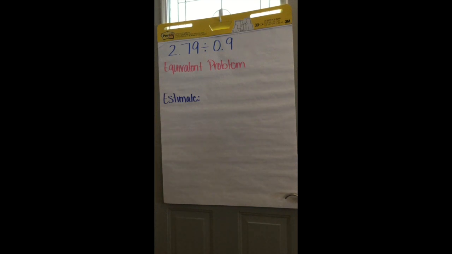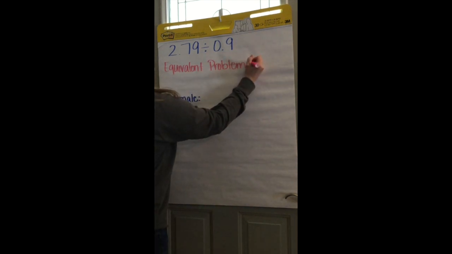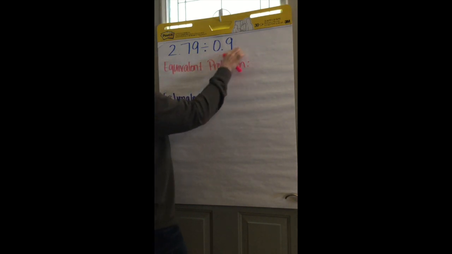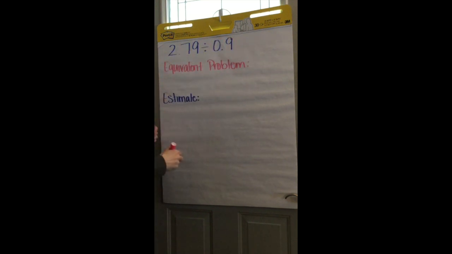Okay, so this problem is going to be a little bit different than the example I showed you. We still need to make an equivalent problem because that's step number one. We need to try to get rid of those decimals. But in this problem, and in all your problems going forward, the decimal that you want to eliminate is going to be in your divisor. It's going to be in your second number that you're dividing, or the number that you're dividing by.